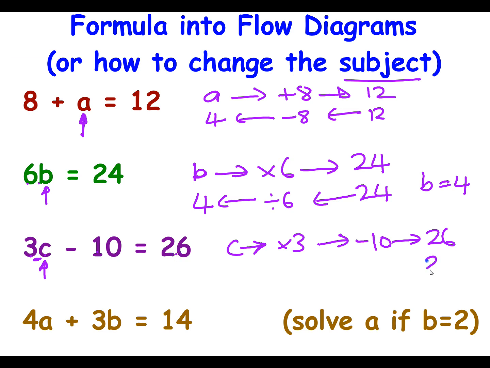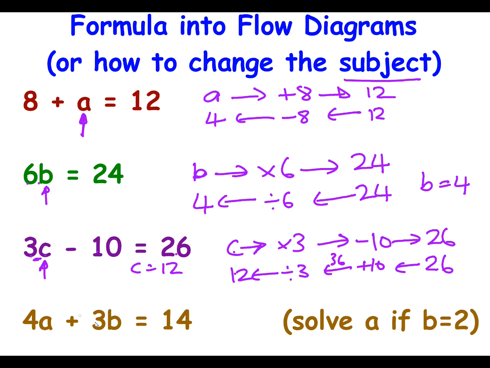So now when we come back the other way, 26, we add 10, which gives us 36, and then we divide by 3, so 36 divided by 3 is 12. It tells us that C is equal to 12. We can check it. 3 times 12 is 36, take away 10 gives us our 26.